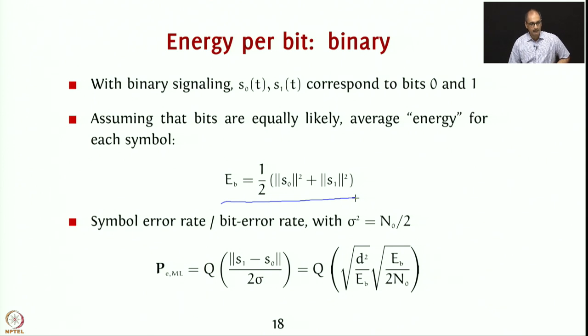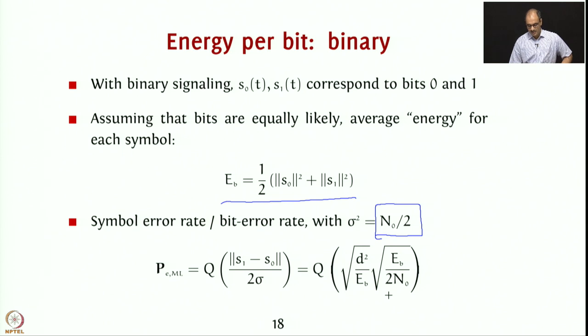If you look at the symbol error rate or bit error rate in binary signaling, both are the same, with sigma square equal to N0 by 2. I mentioned the choice of N0 by 2 because we want N0 by 2 as the noise variance per dimension. The probability of error under maximum likelihood is Q of D upon 2 sigma, which is norm S1 minus S0 upon 2 sigma. We can write this as Q of root of D square by EB into EB by 2N0.